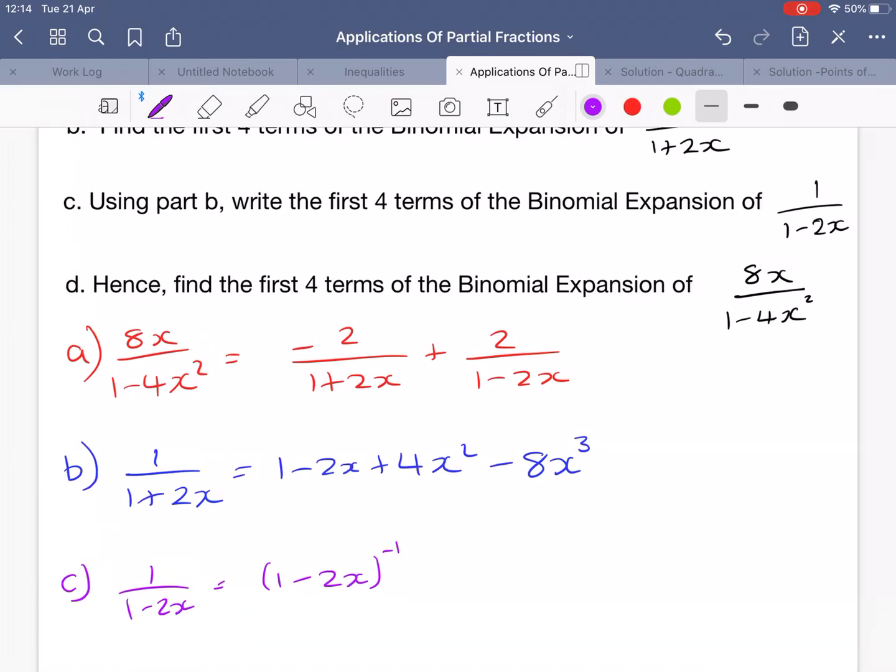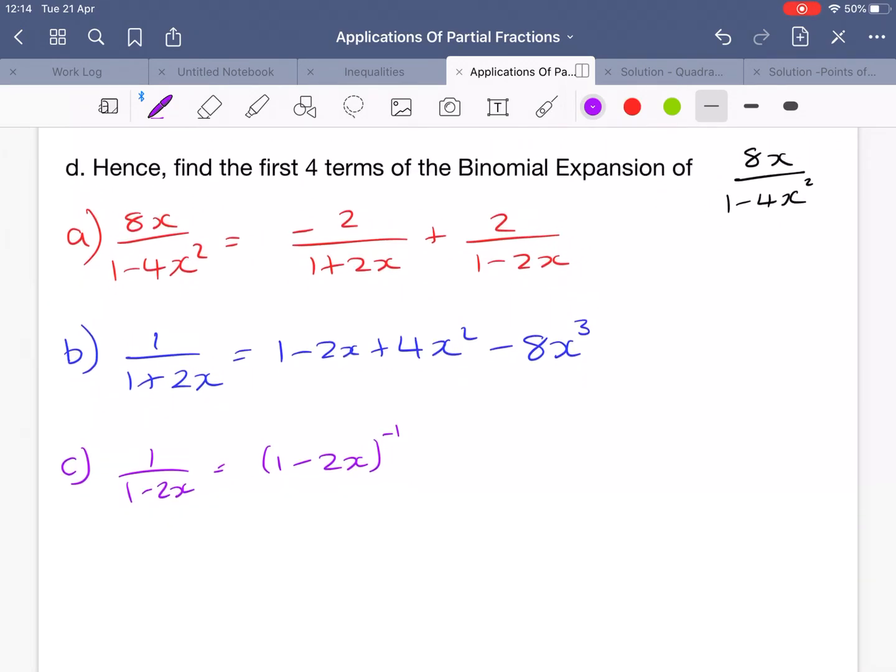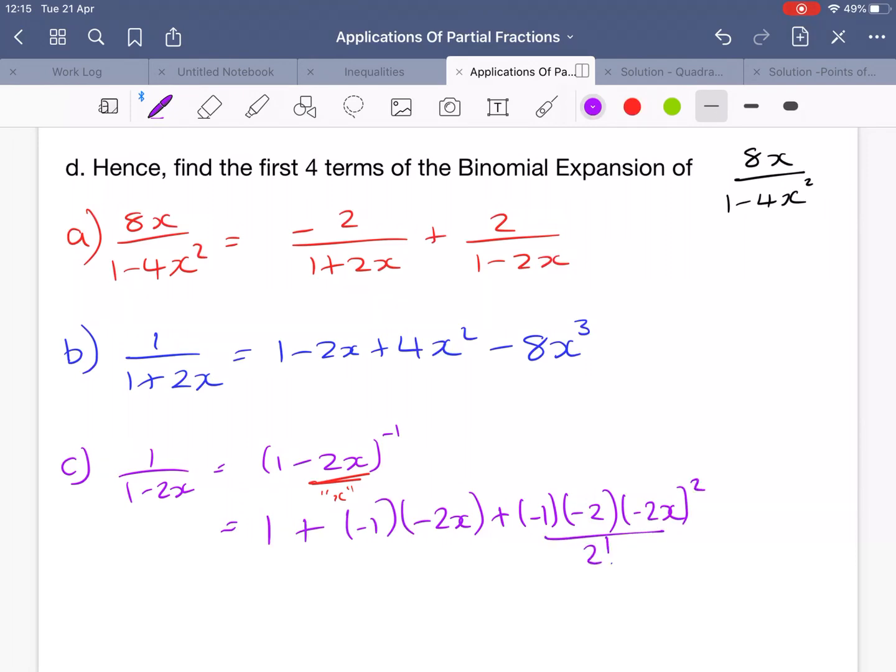And again, you probably not realise this, but I'll do it properly and then maybe you'll spot something. So in future you should be able to just recognise these. So we'll do this properly. So I've got 1 plus, again the n is minus 1. Now this time my x term is minus 2x. So I've got minus 2x. So I've got n times x. Second term, n times n minus 1 times my x term, which is my minus 2x squared over 2 factorial.